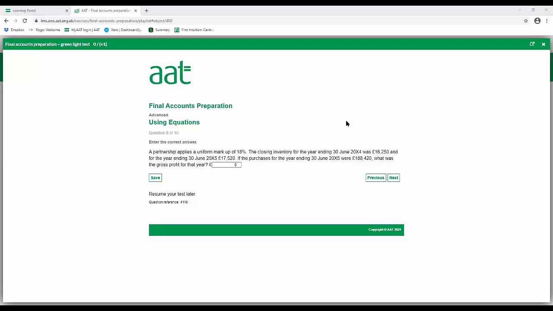So I want to use this one because it's quite a good example of how we can apply markup and margin and begin to fill in this missing information. So I'm going to read the question out. We have a partnership that applies a uniform markup of 18%. So short and sweet, they have an 18% markup. Don't let uniform or anything like that throw you off. In this instance, that is our markup.